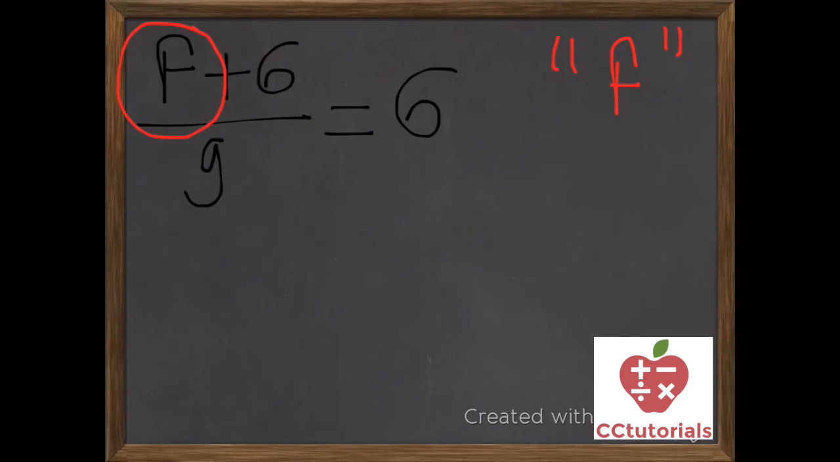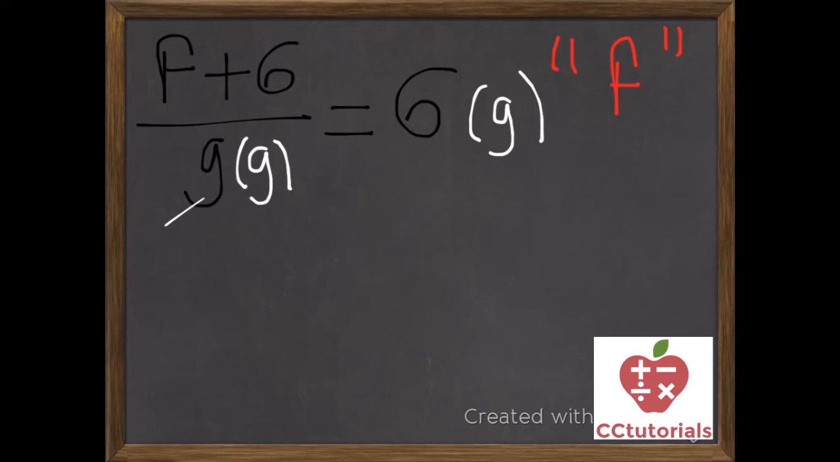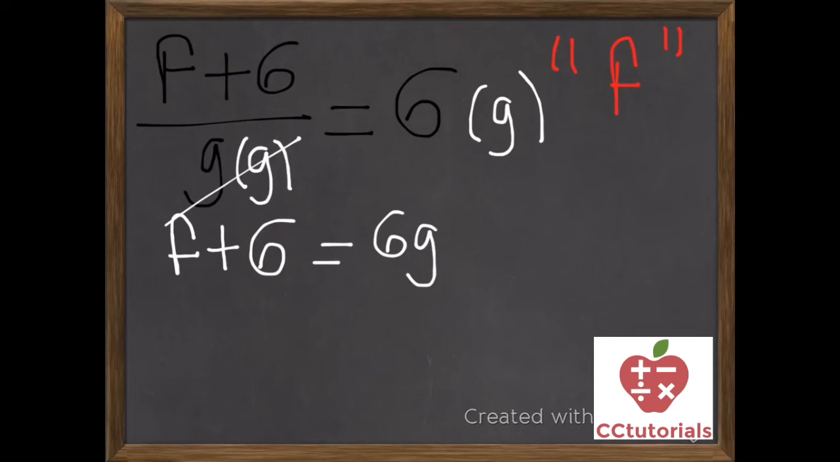So now in this third example, we are looking for the value of f. We have f plus 6 over g. So in order for us to facilitate everything, we must get rid of g. And in order for us to do that, we must multiply g in both sides, as this is the opposite of division. So now we've got rid of g. And now we have f plus 6 equals 6g.